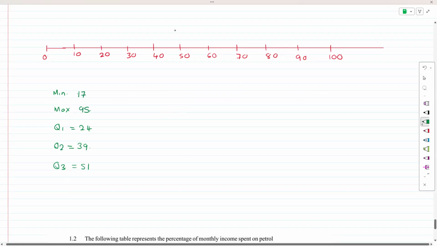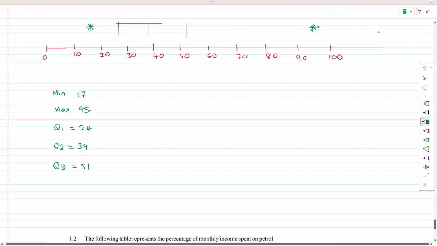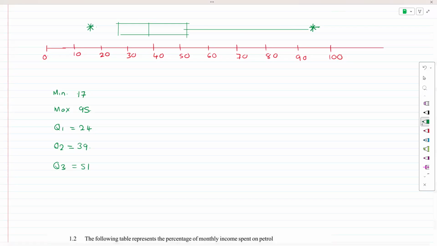So what would I do? I would go to the minimum value, which is somewhere there, and I would put an asterisk. That's how I drew the box and whisker. The minimum and maximum get an asterisk. Right? We go to quartile 1, which is 24. That gets a line. We go to quartile 2, which is 39. That gets a line. We go to quartile 3, and that's 51. That gets a line. And now we join the boxes. And once we join the boxes, this is generally done.